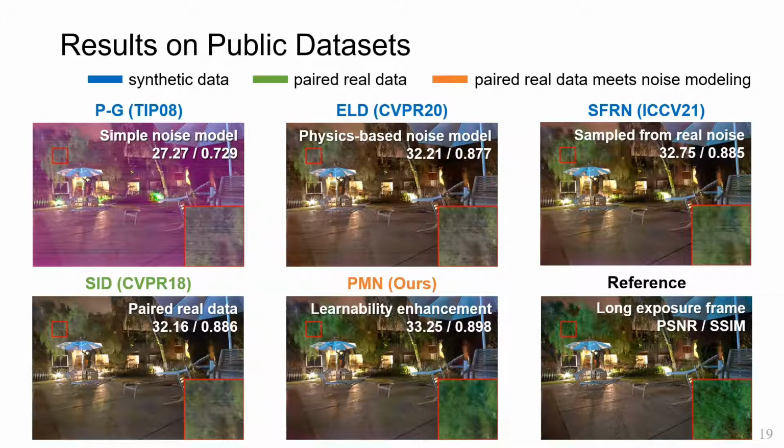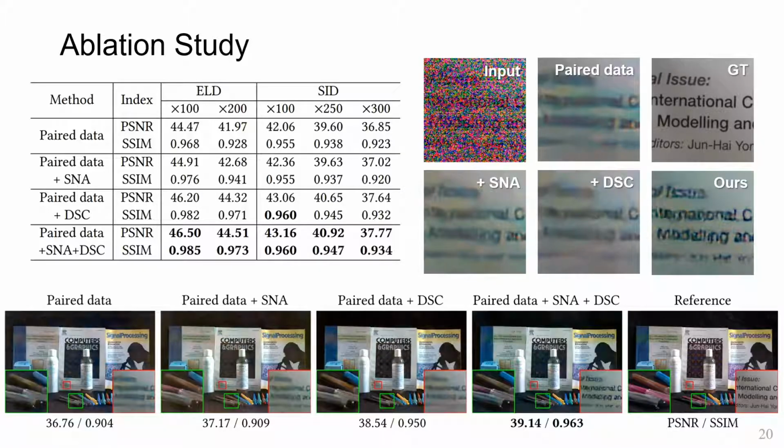The backbones of these methods are all consistent, and their training settings are similar, so their performance difference only depends on the training data. Therefore, the essential learnability enhancement strategy is the only reason why our method can surpass previous work. To study the contribution of each module we proposed, we compare the performance of models trained without SNA or DSC respectively. Paired real data without any learnability enhancement appears blurry and noisy.